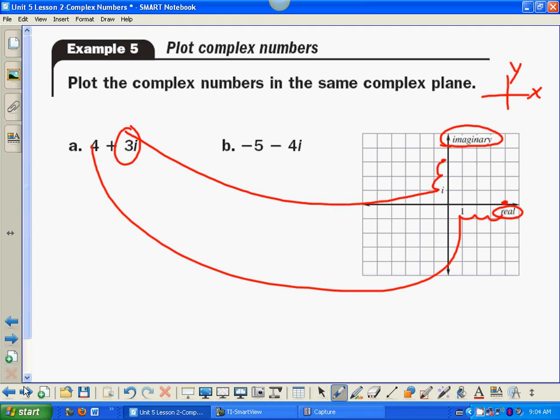So in order to figure out my point, I want to know where those meet. So this point right here is the coordinate 4 plus 3, or the number, not the coordinate, excuse me. That is the point 4 plus 3i.